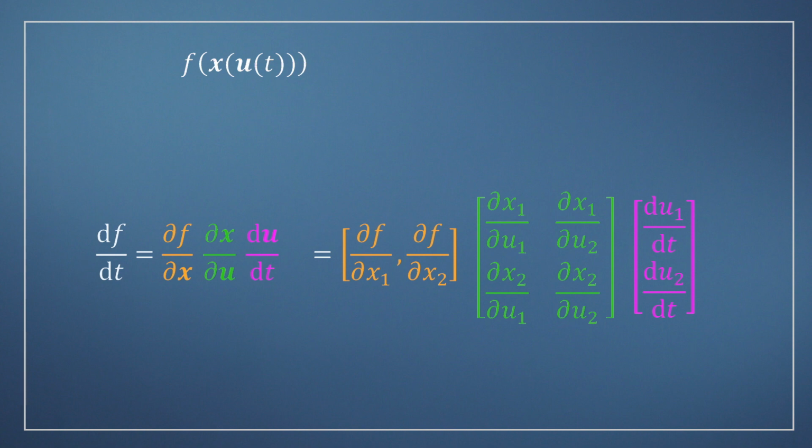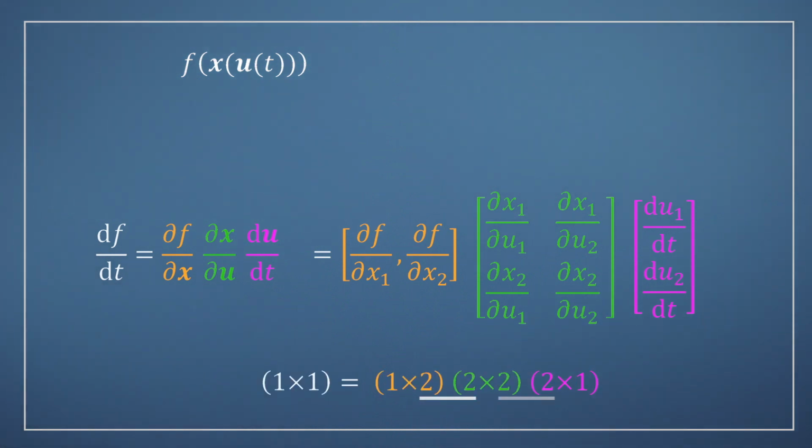Notice that the dimensions of these vectors and matrices, as shown here, are such that this operation is possible, and that they will return a scalar just as we expected.